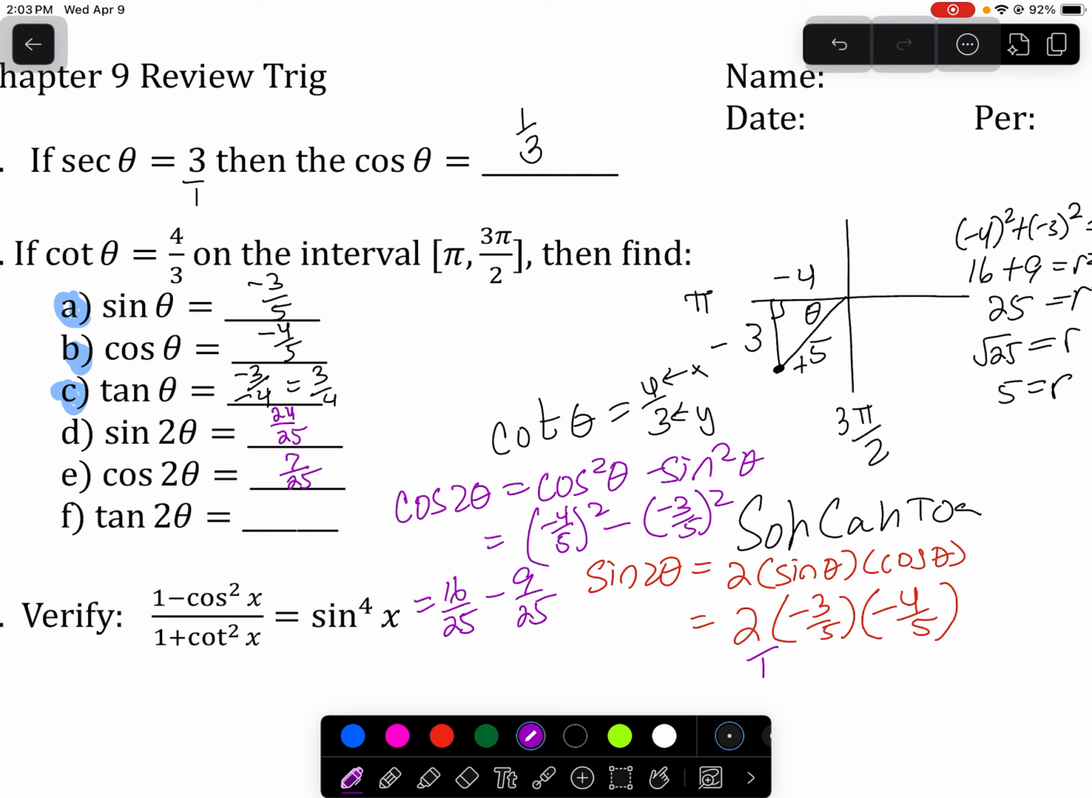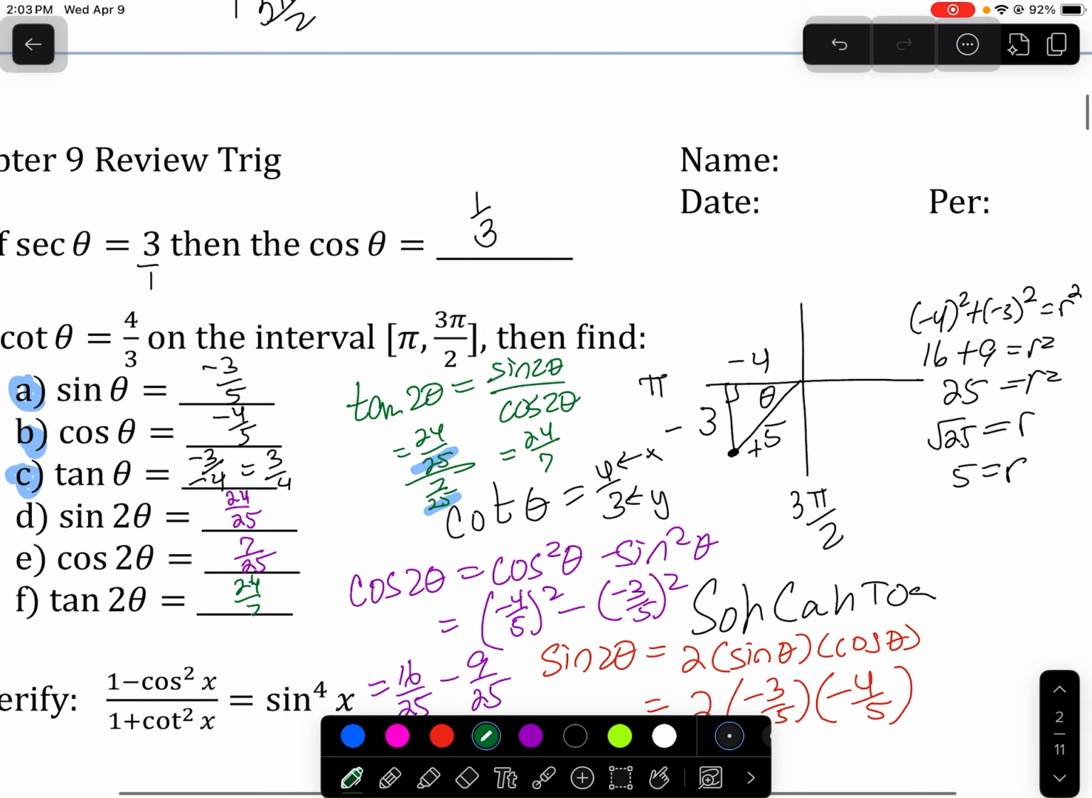And then finally, the tangent of 2 theta. Since I am going to require that you do the sine and cosine anyway, just take the sine value that we got divided by the cosine value that we got. And so it would be 24 over 25 over 7 over 25. Now what's great about that is because of the location of the 25s, if you did big C over little c, it does cancel out and it gives us 24 over 7. So that is your final answer for problem number 2.